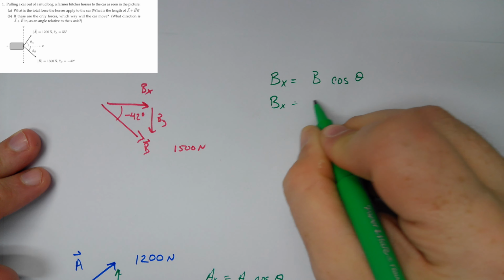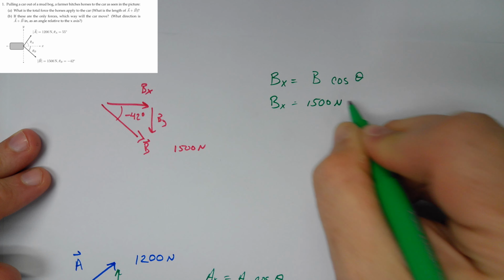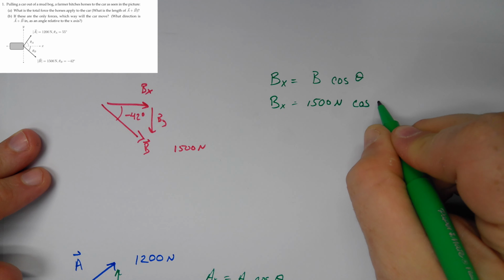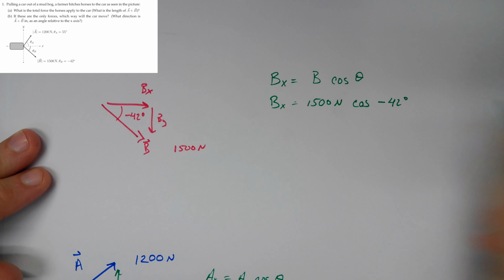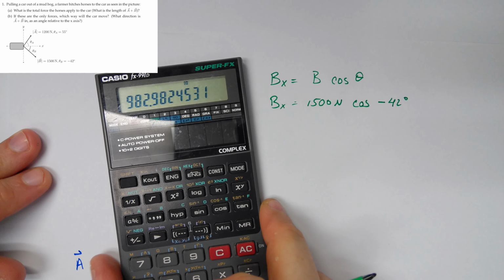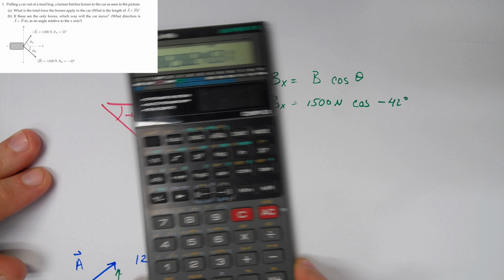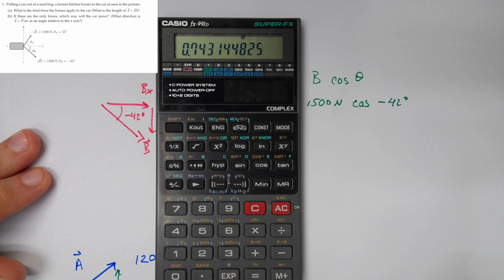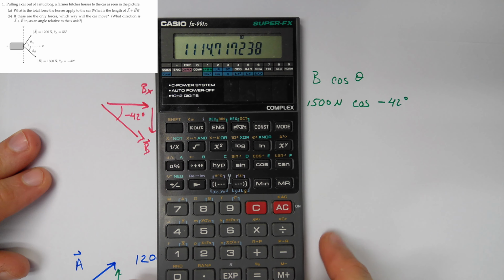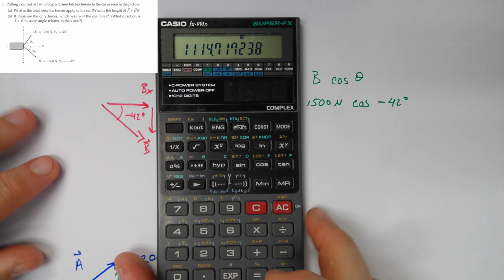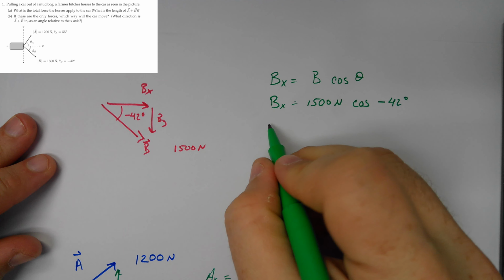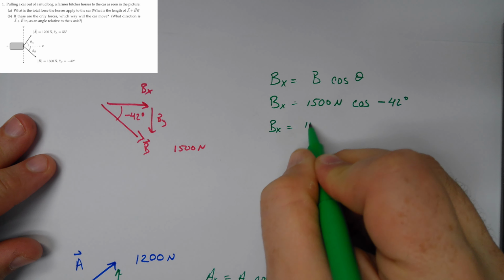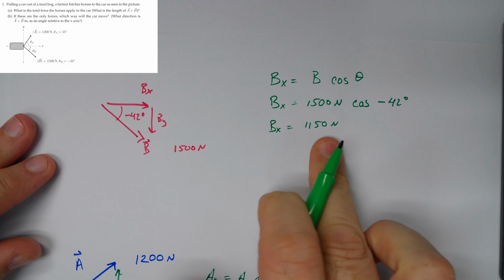B sub x is 1500 newtons cosine minus 42 degrees. If I do that, bringing the calculator back, I do 42 minus cosine. That's positive, nothing wrong with that, times 1500. And so it says it goes over in the x direction, this 1150, that is in 3 sig figs.